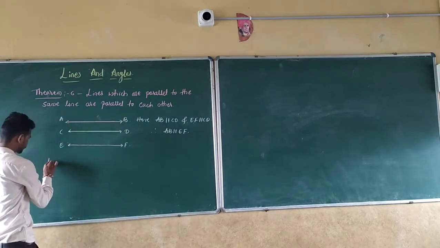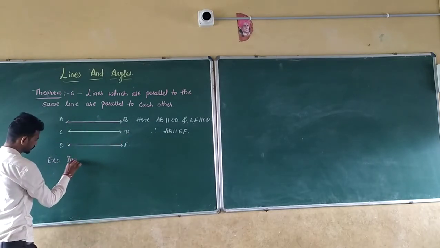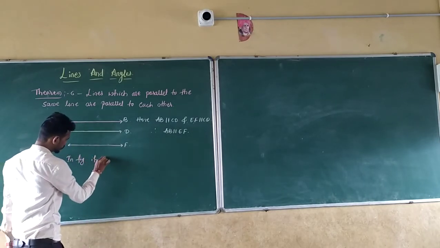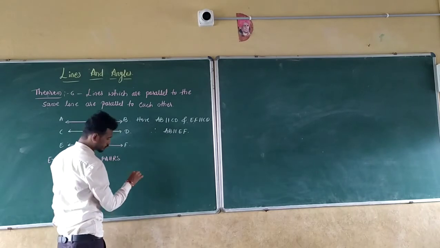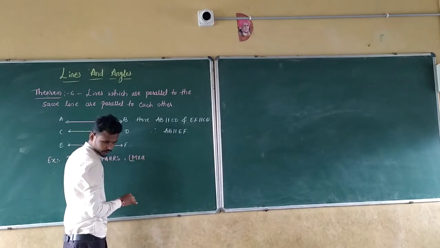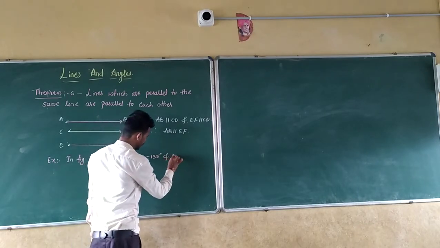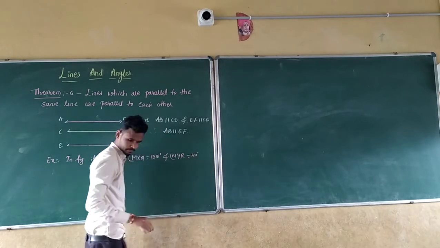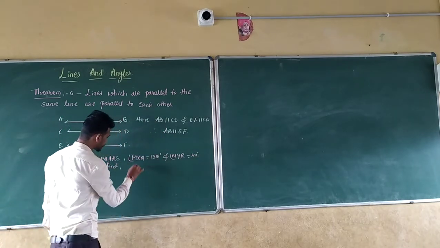Now let us see some examples. Take an example. In the figure, if PQ is parallel to RS and angle MXQ is equal to 135 degrees and angle MYR is equal to 40 degrees, then find angle XMY.